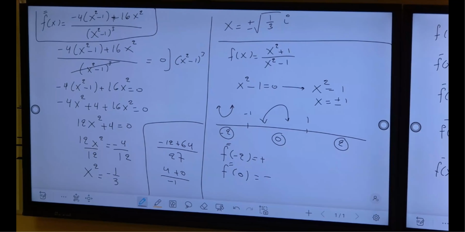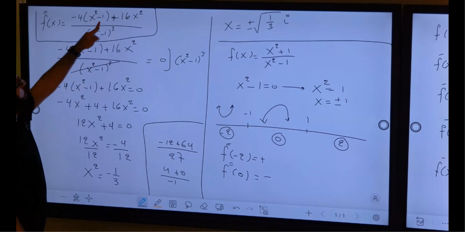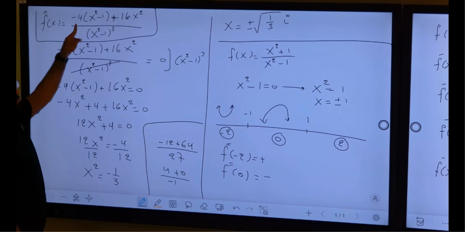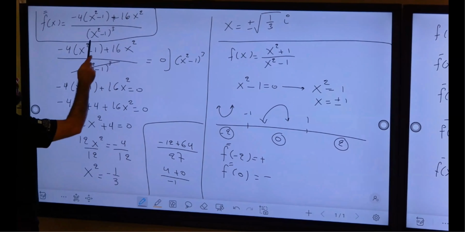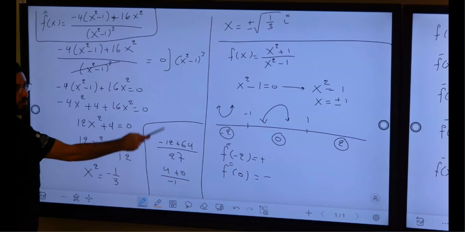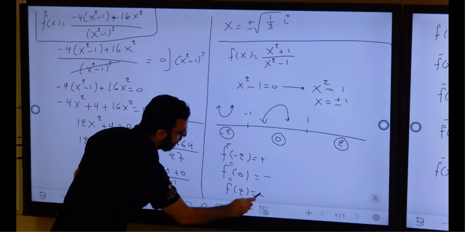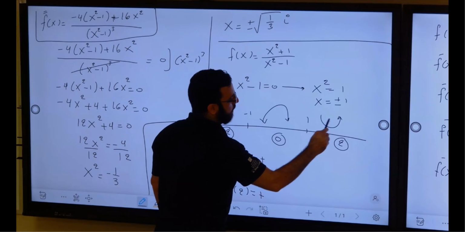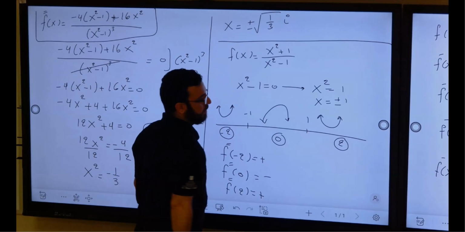See, don't overthink it when you plug in the numbers. Plug in 2 here. 2 squared, 4 minus 1, 3 times -4, -12. So here is -12. The same thing here. 16 times 4 is going to be 64. So this one is positive. So f double prime of 2 is also going to be a positive number. That means here is going to be what? Don't give up.